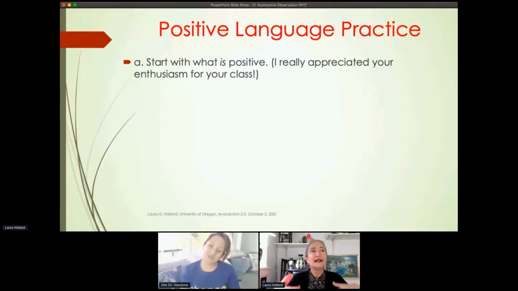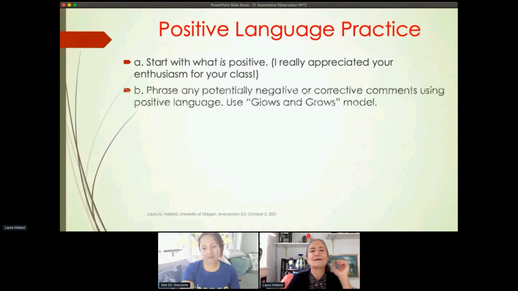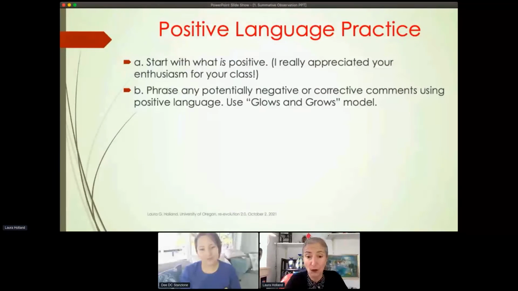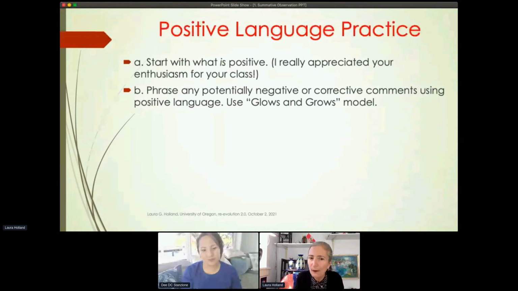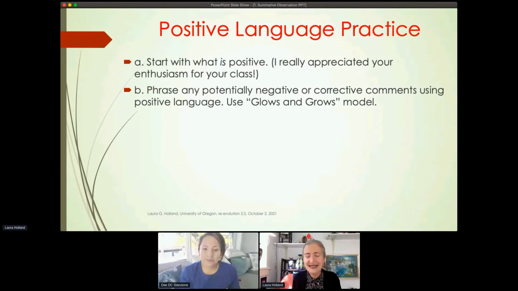We want to try to remove fear. Remember, that's our objective. We want to remove the fear because it gets in the way. We can phrase any potentially negative or corrective comments using positive language. We can say the harshest things in a really positive, respectful, and nice way that makes teachers feel more open, and in fact has them say, give me more, I'm ready, I can take this. We have to remember what it feels like to be on the receiving end of harsh judgment. Nobody likes that, and it doesn't help us be better teachers.